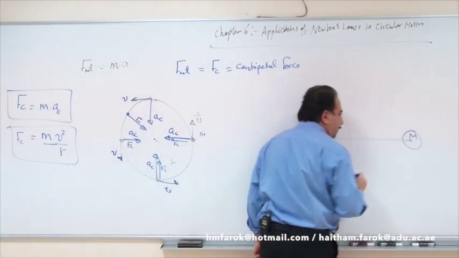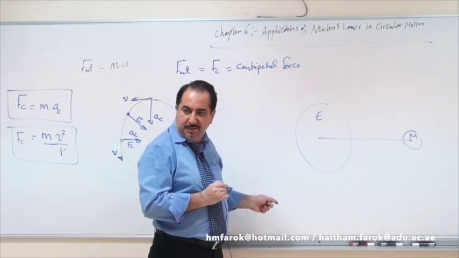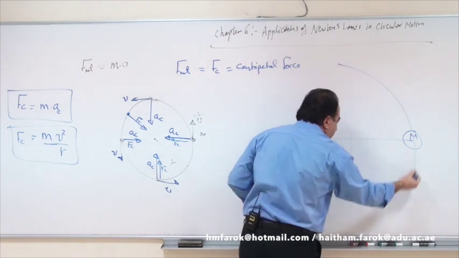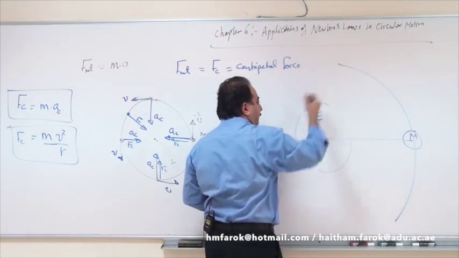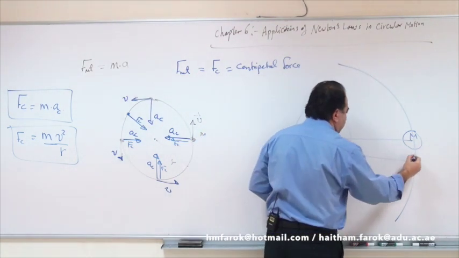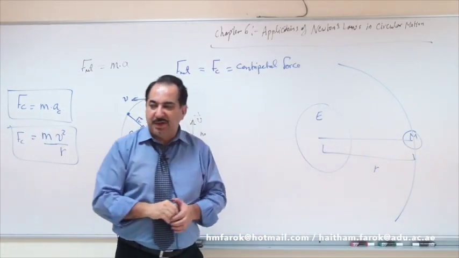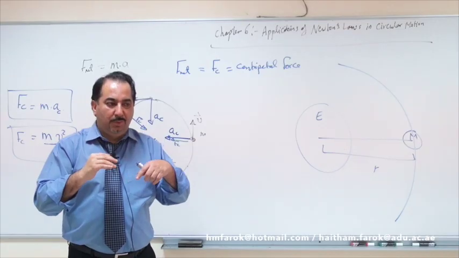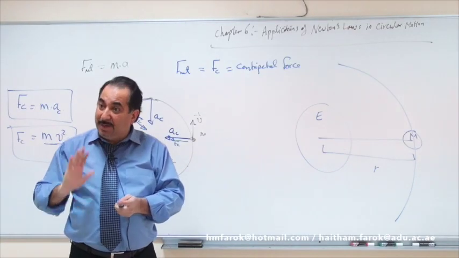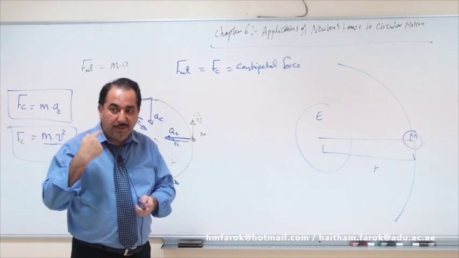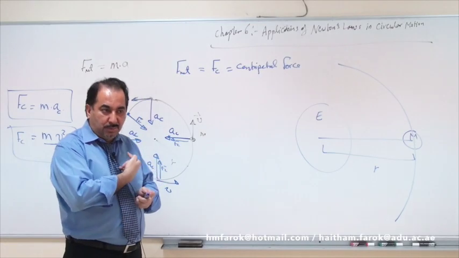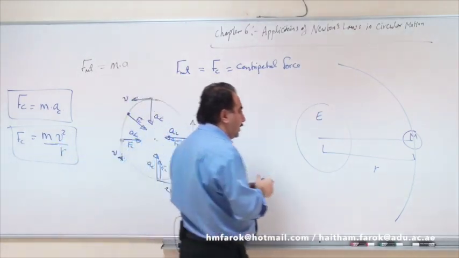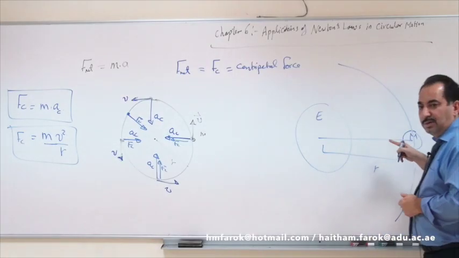What does the moon do? Circulate Earth in a circular motion. Yeah? And this is the radius. So do we have a circular motion or not? Now, when you have a circular motion, there must be a total force towards the center. So here there is a total force on the moon.